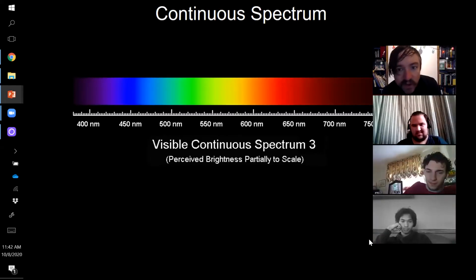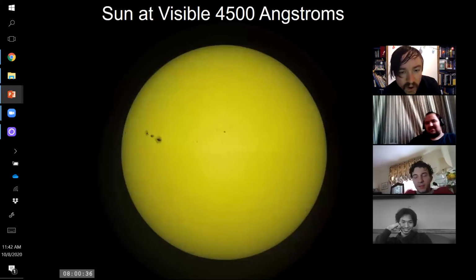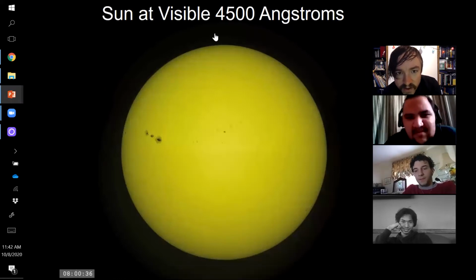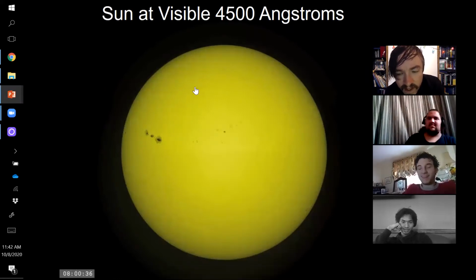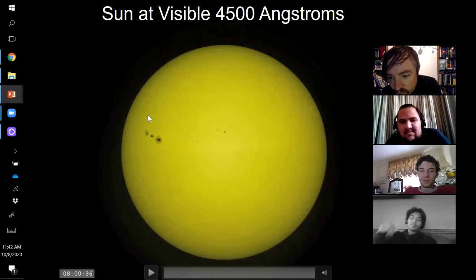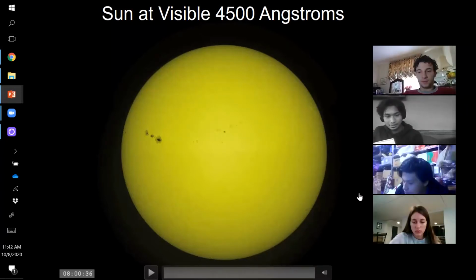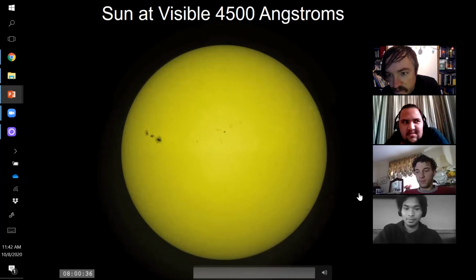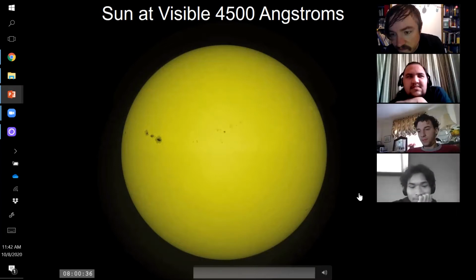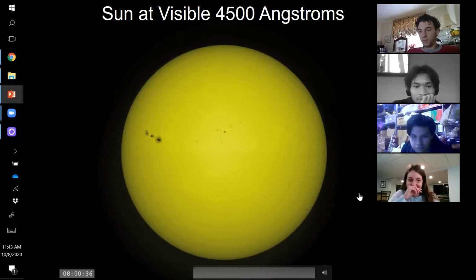So that's cool. You guys know some stuff. I'm impressed. But here's the issue, right? Why does the sun look yellow in this picture when they are taking it with a filter that only allows indigo light through? Why do you think the sun looks yellow? It's not the angle.